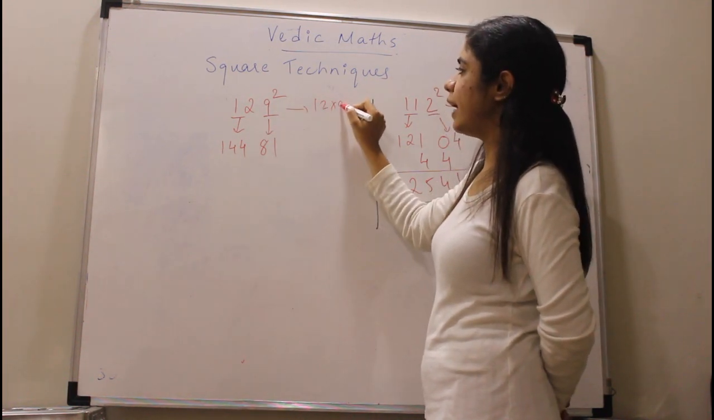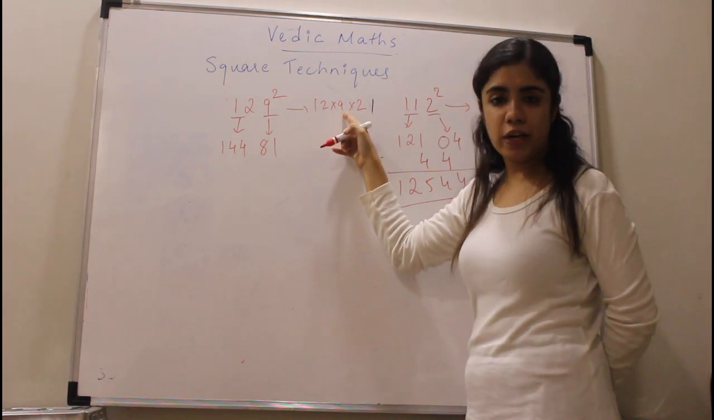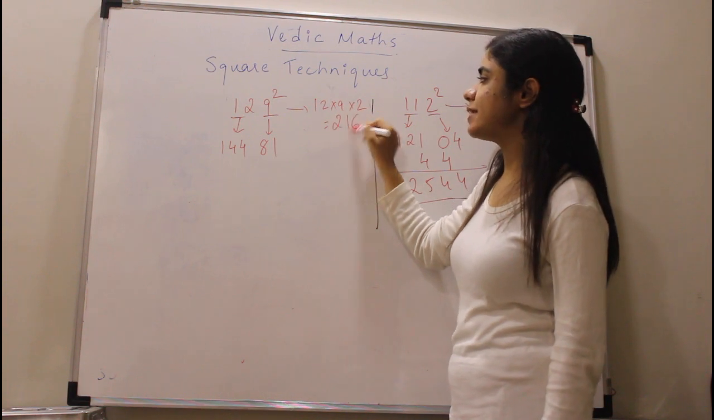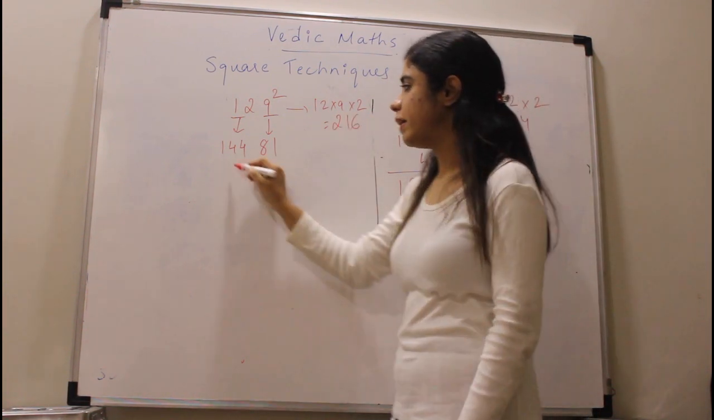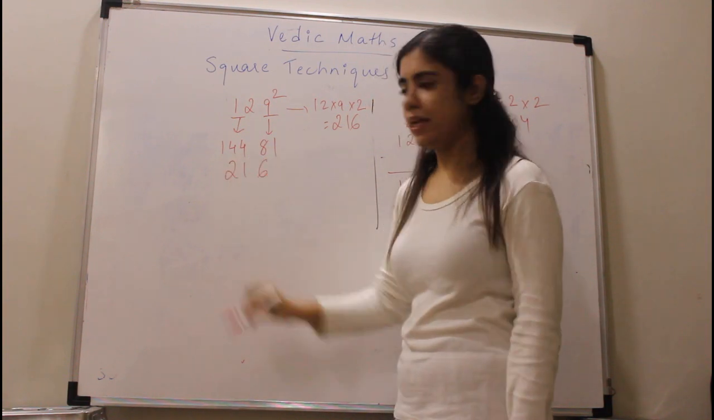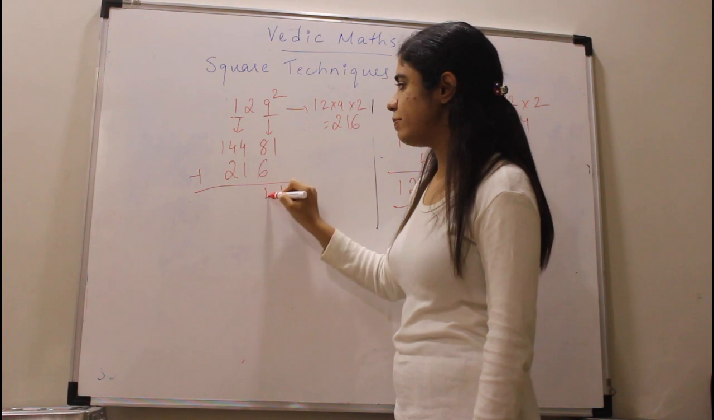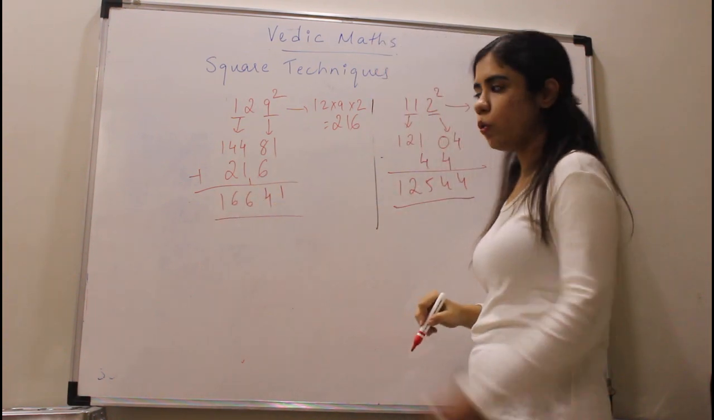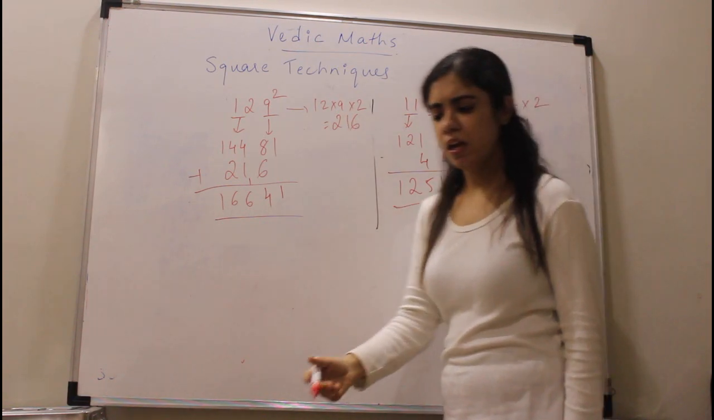12 into 9 into 2. Okay? 12 9s is 108. 108 into 2 becomes 216. So you're going to write this number here. So this will become 216. If I add this, I will get 1, this will become 14, this will become 661. So 16641 is 129 square.